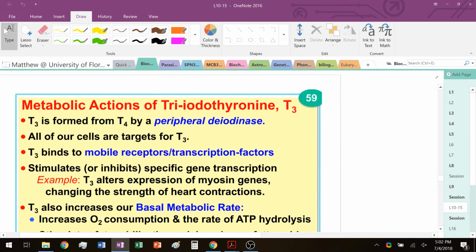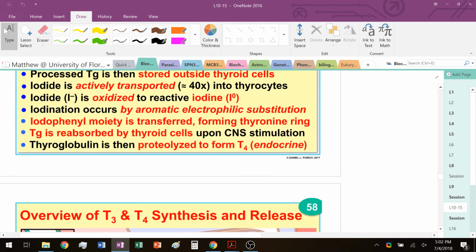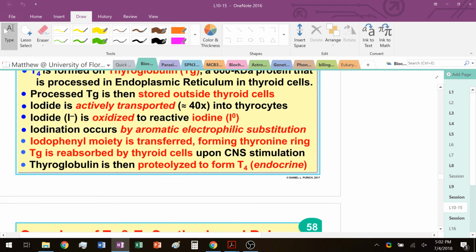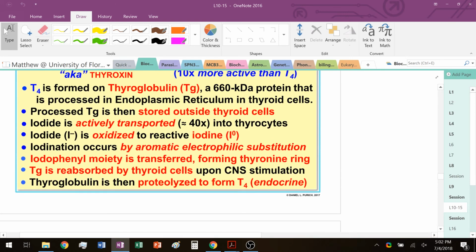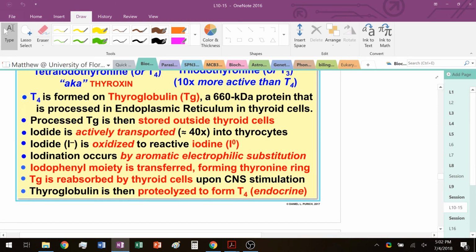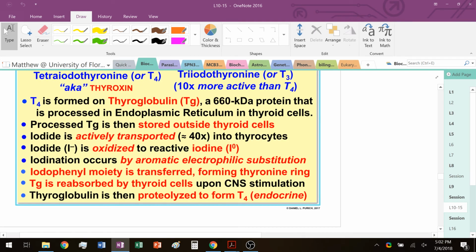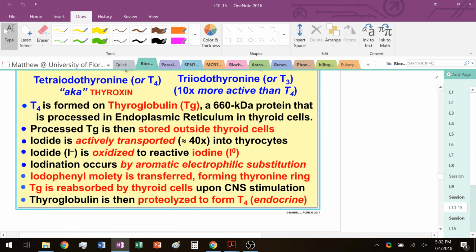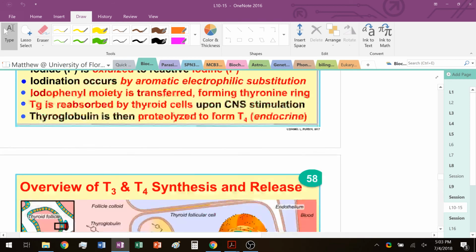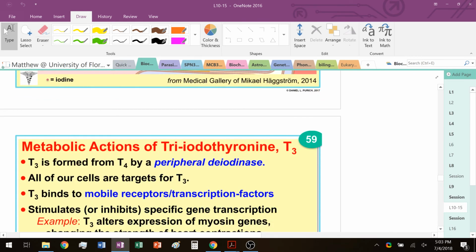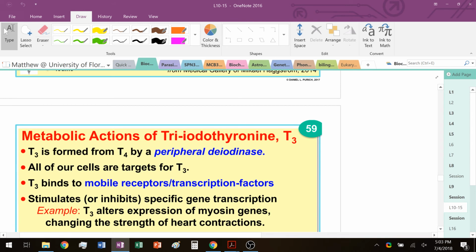Let's see, no, it is on the slide above that, I believe. It was written somewhere in here, but basically, just like we cleave phosphates off the side of ATP, there is a way we can cleave off just one of these iodines. No, I think it is on the bottom slide. Let me go back to that. Oh yeah, it's just right here. Okay, so I apologize about that. T3 is formed from T4 by a peripheral deiodinase.